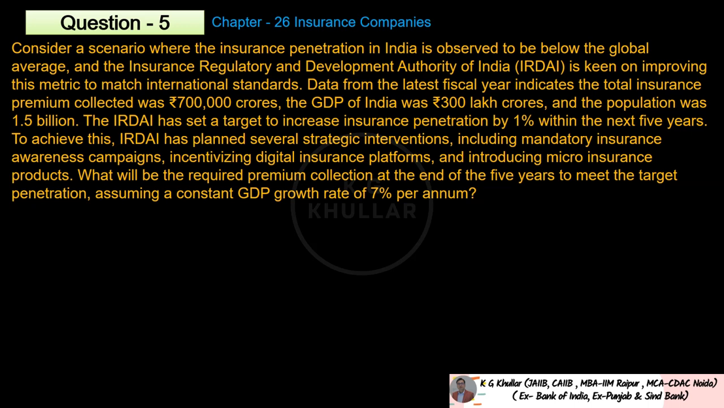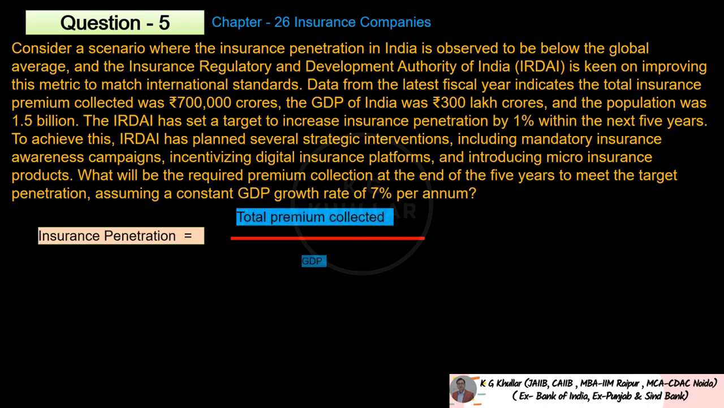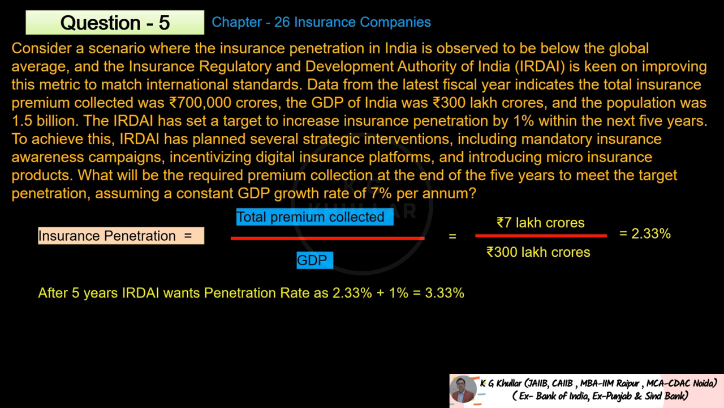Now please note, insurance penetration is calculated as a percentage of total premium collected to GDP. So the current penetration is simply 7 lakh crores divided by 300 lakh crores multiplied by 100 equals 2.33%. Now IRDAI wants to increase this penetration by 1%, that is after 5 years, they want this penetration as 3.33%. I hope this is clear to you.